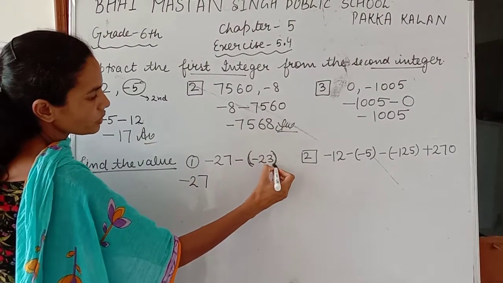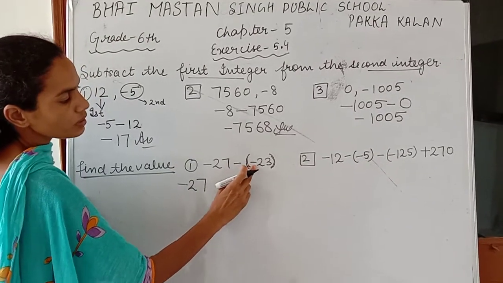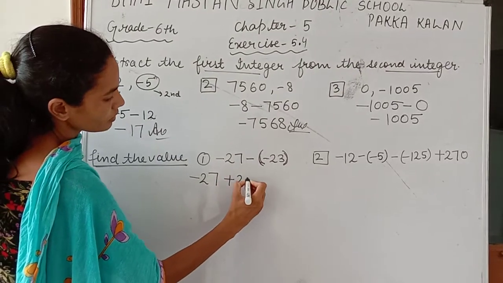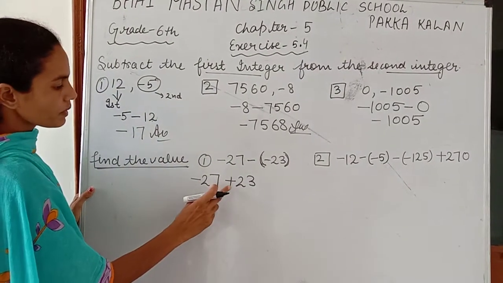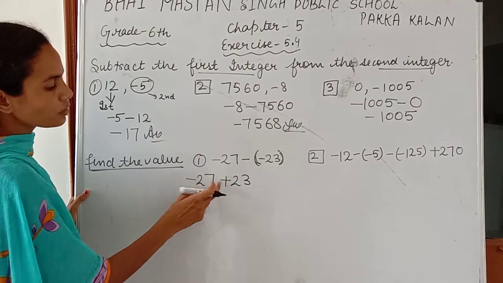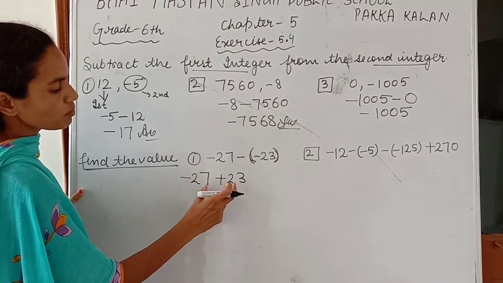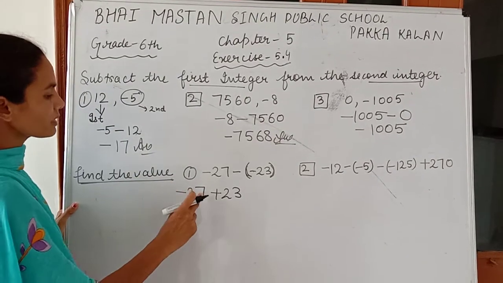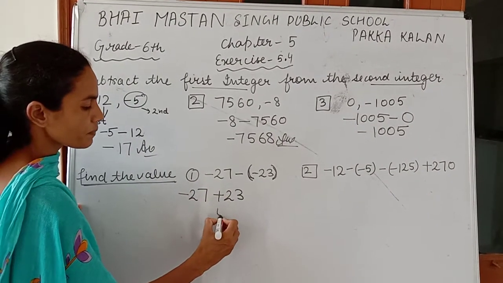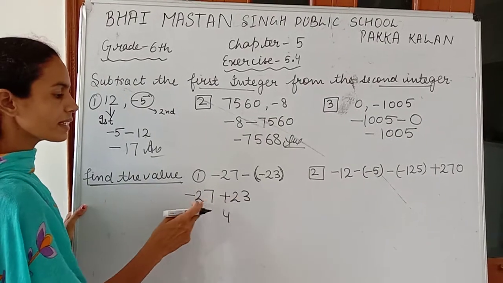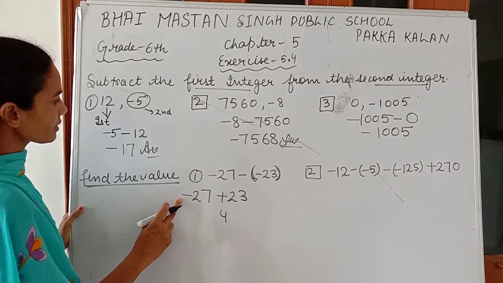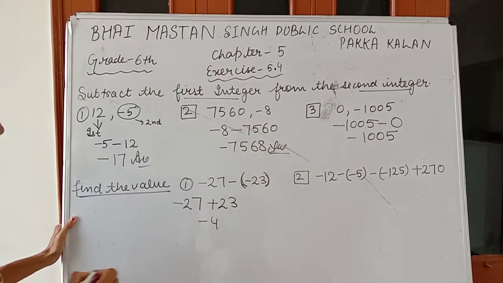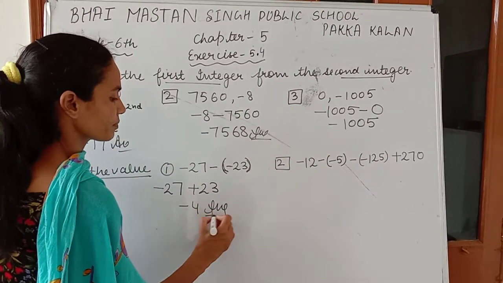These are brackets. Two signs are put together, it means minus minus is plus. Plus minus minus. These two signs, I will tell you whether we have to do plus or minus. Plus minus minus. Minus has come, it means 27 minus 23, 4. Which number is greater? 27. Sign is minus. This is our answer.